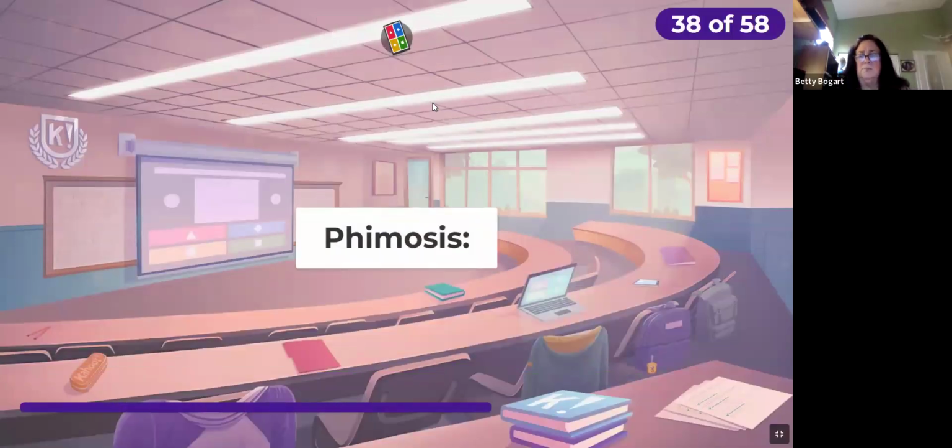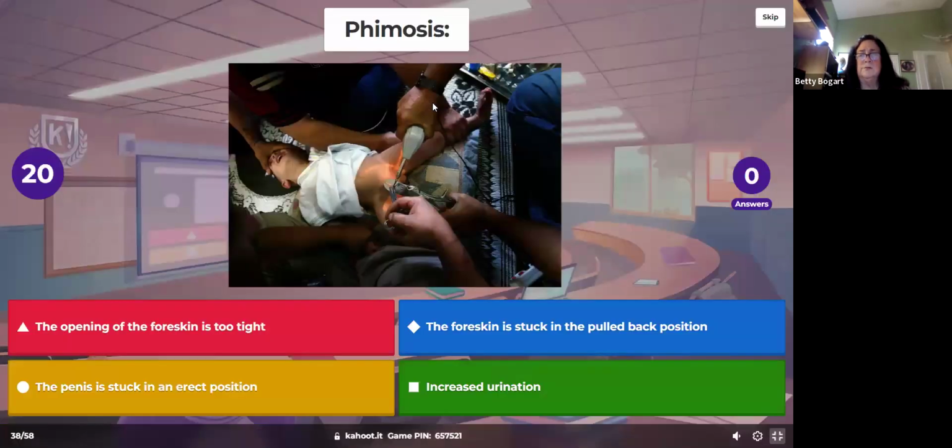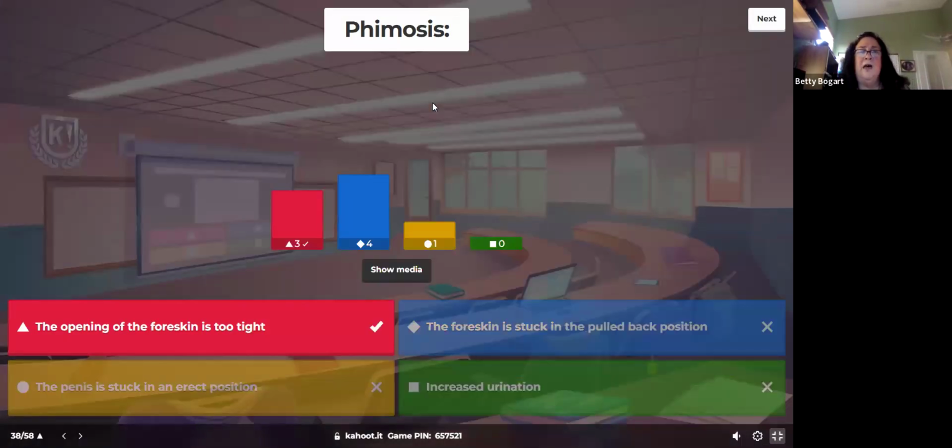What is phimosis? Ouch. So phimosis is when, in an uncircumcised male, the foreskin gets so tight that it can't come down and it pinches it off.